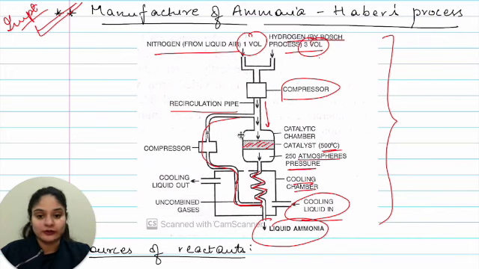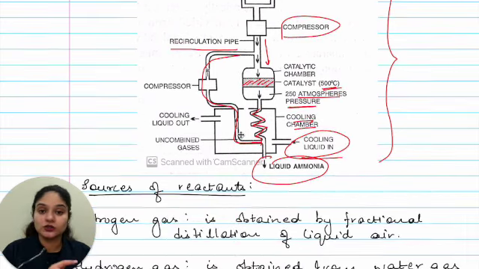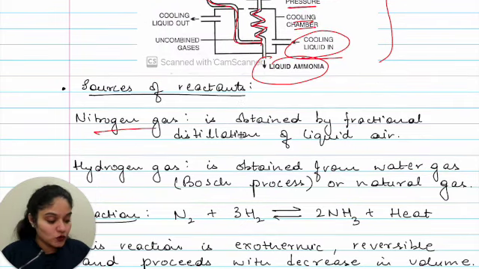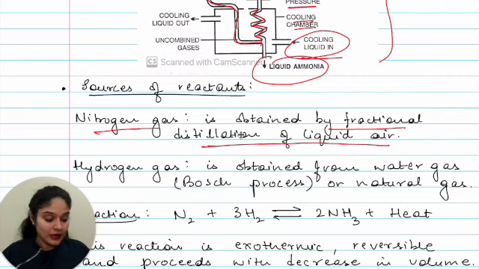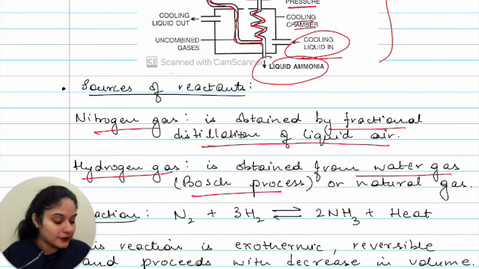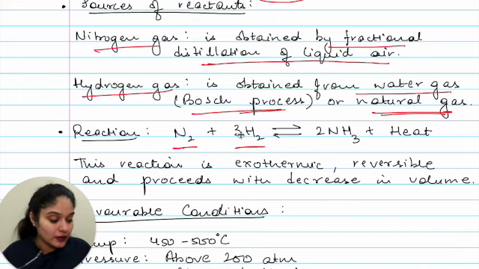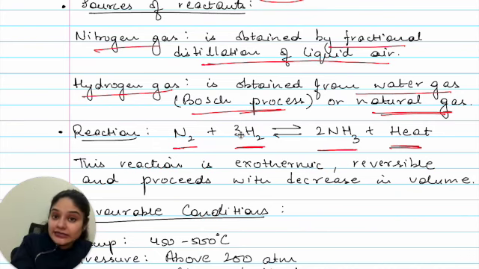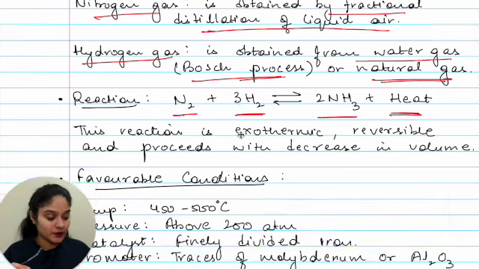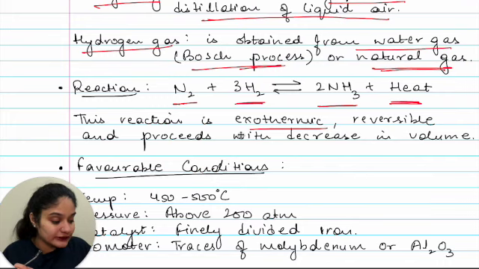Highly important process. Moving on to the sources of the reactants. Nitrogen gas is obtained by fractional distillation of liquid air. Hydrogen gas is obtained from water gas, that is by Bosch process, or natural gas. The reaction is very simple. Nitrogen combined with hydrogen gives you ammonia plus heat. Plus heat, that's why we are using the cooling chamber. This reaction is exothermic, reversible and proceeds with decrease in volume.